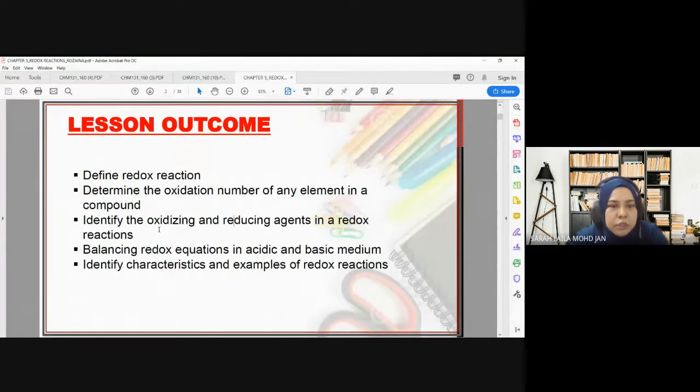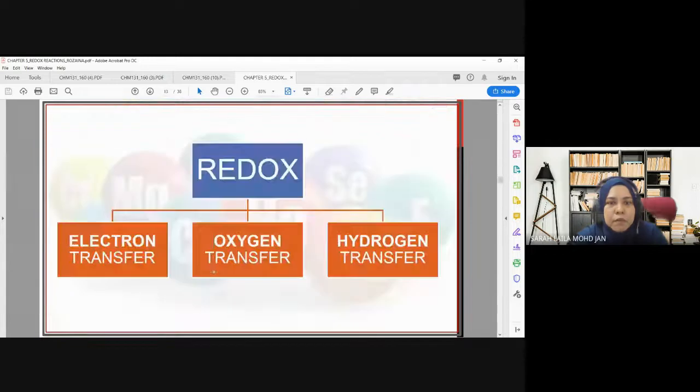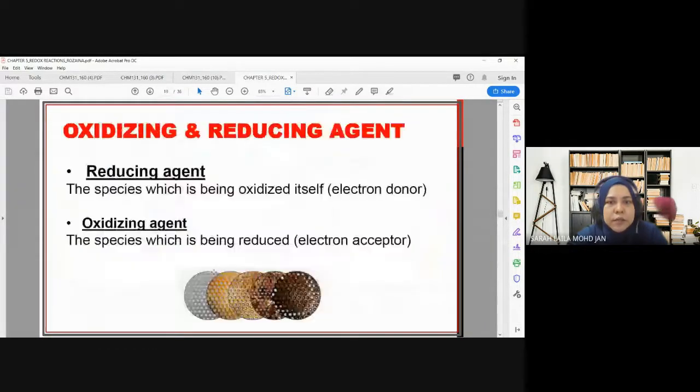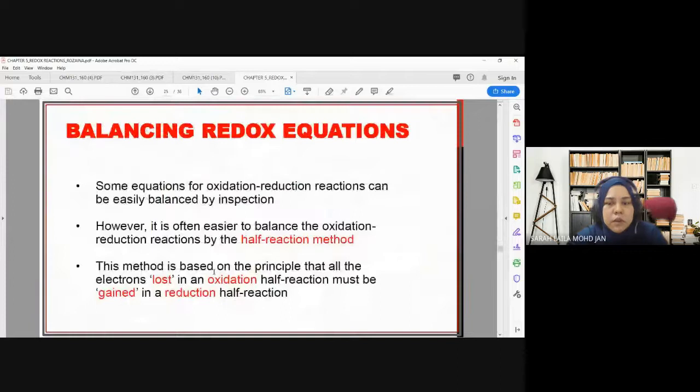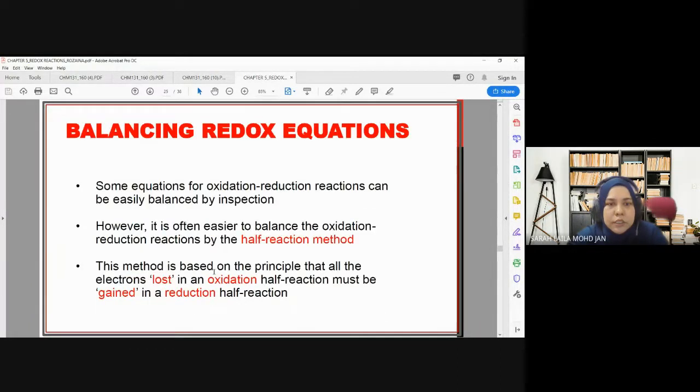So today we're going to finish up our chapter 5 on balancing the redox equation in acidic medium and basic medium. And the last one is to identify the characteristic and example of redox reaction. So dua benda ni kita akan fokus today lah. Okay. So ini yang you belajar semalam. Okay. So today kita tengok balancing redox equation.